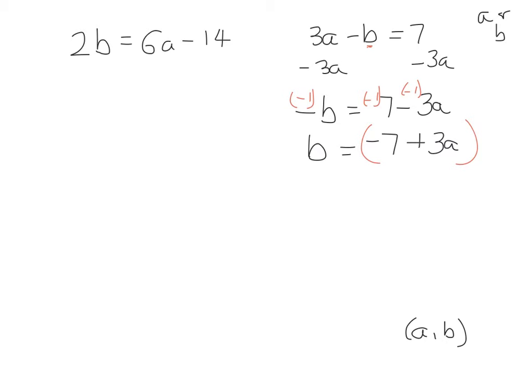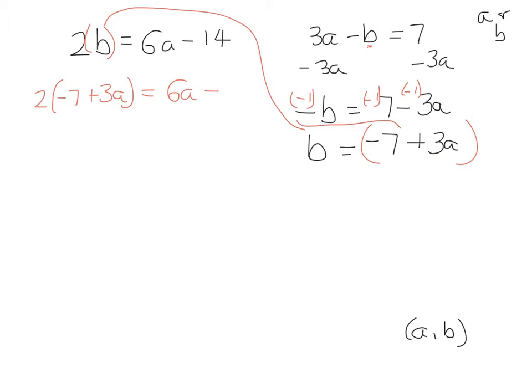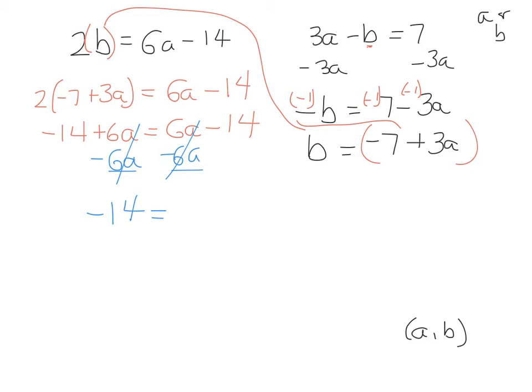I know what my b equals. I'm going to go here and substitute in what my b equals. So I have 2 times (negative 7 plus 3a) equals 6a minus 14. That's negative 14, distributing, plus 6a equals 6a minus 14. I want to get my variables on the same side, so I subtract 6a from both sides. And they cancel on both sides. I've ended up with negative 14 equals negative 14.